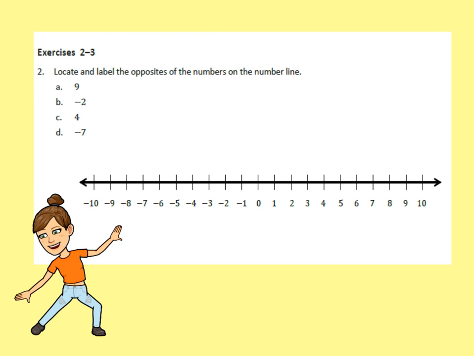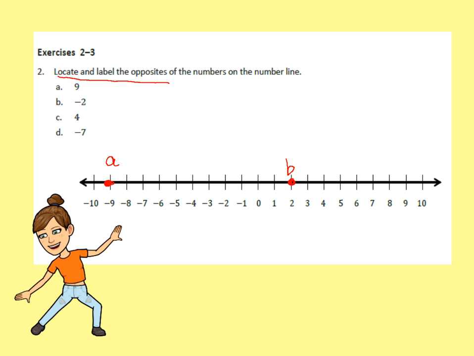Number 2 says, locate and label the opposites of the numbers on the number line. So my first one is 9. Does it tell me to label or to plot 9? Just the opposites, right? So what's the opposite of positive 9? Negative 9. And that was letter A, so I label it A. What's the opposite of negative 2? Positive 2, right? So I go to positive 2, and I label it B.